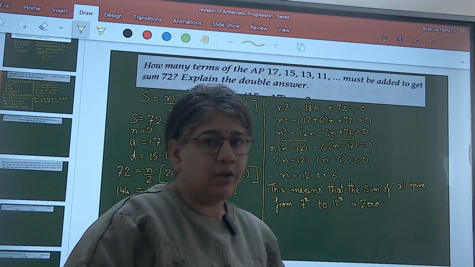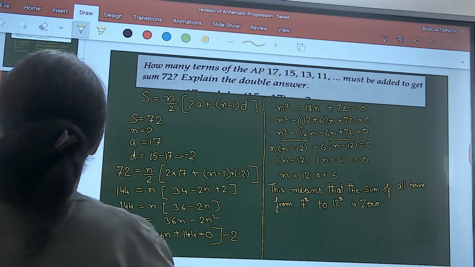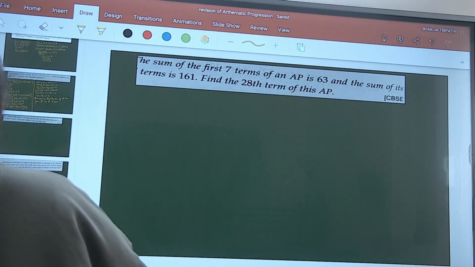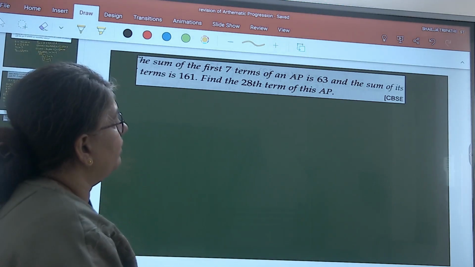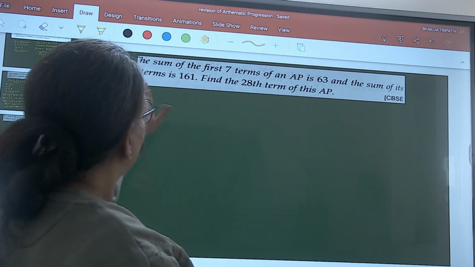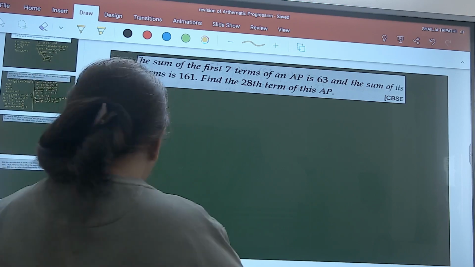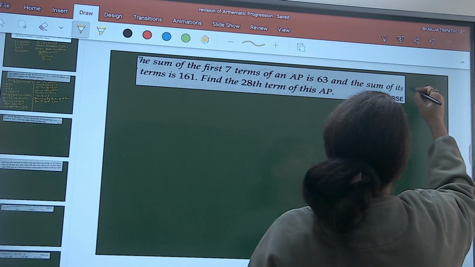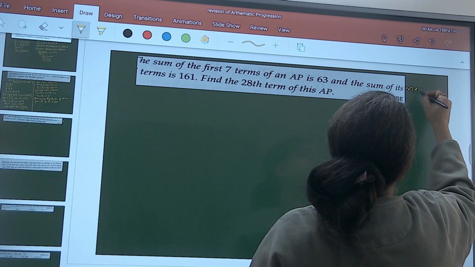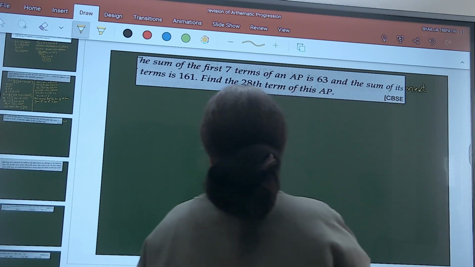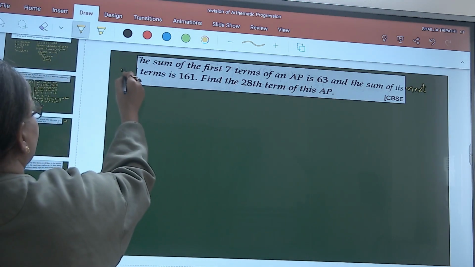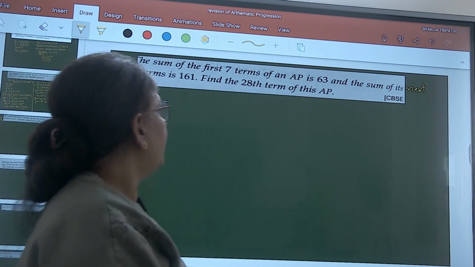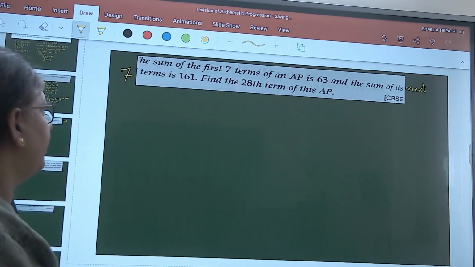Now let's see another question. The sum of the first 7 terms of an AP is 63 and the sum of its next 7 terms is 161. Find the 28th term of the AP.